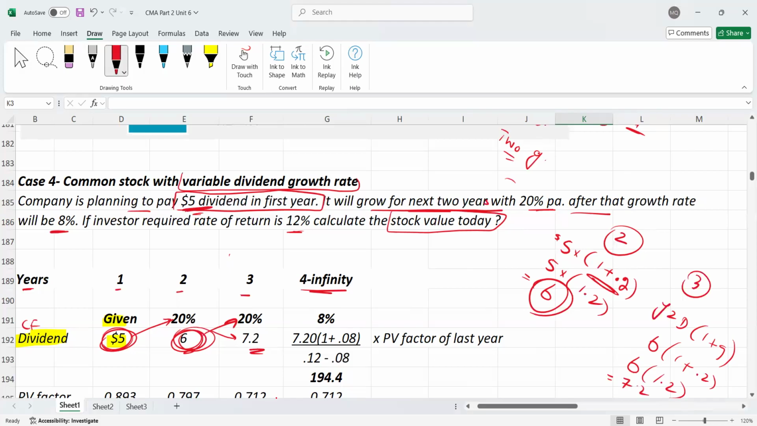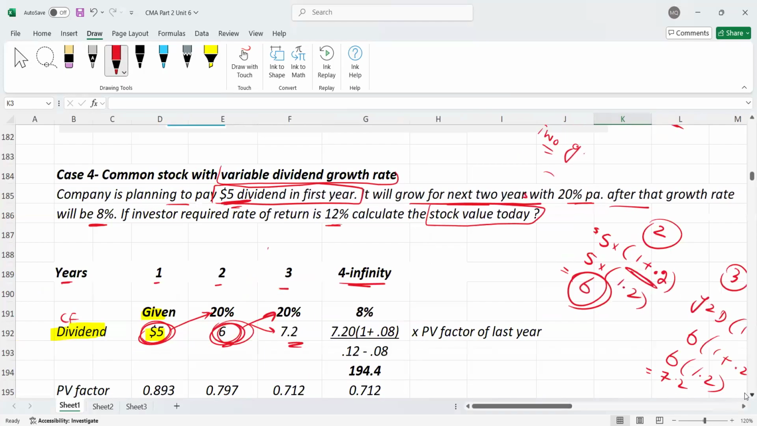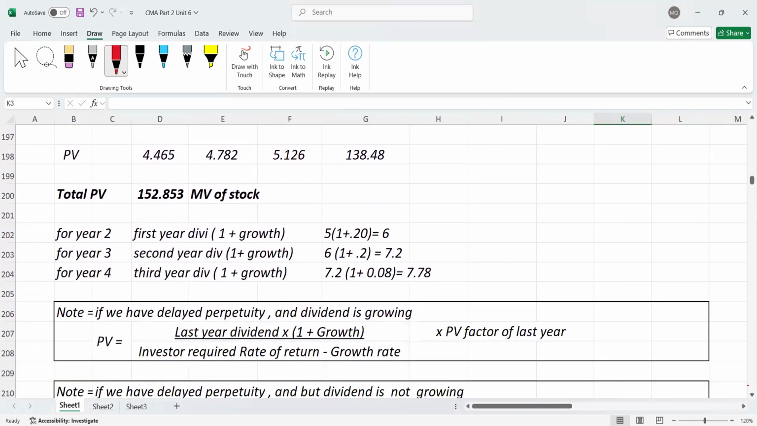Okay. So this is the formula explained here. I'm just showing it one time. If I want to calculate the year 2 dividend, I'll take the first year dividend times 1 plus growth. If I want to calculate the third year dividend, I'll take the second year dividend times 1 plus growth. And if I want to calculate the fourth year dividend, I'll take the third year dividend times 1 plus growth. Understood? I hope it is clear, right? So this is what it says.